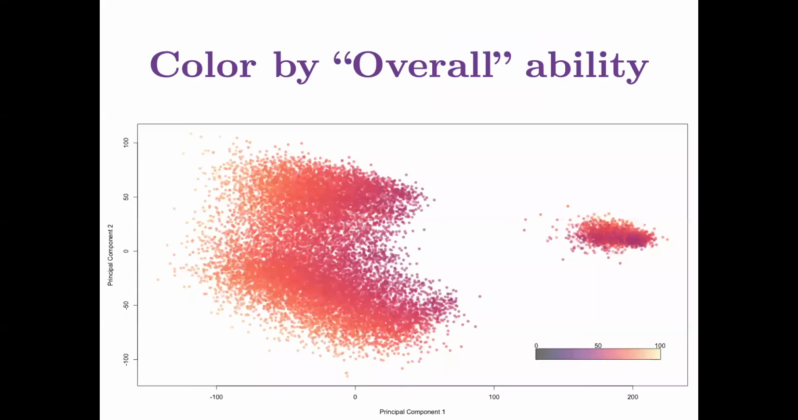We can also color this by overall ability. So this is that overall variable, and you can see it lines up rather well, where the further you get from the mean, the stronger of a player you are. And the goalkeeper is kind of as far as you get in this direction, the better you are.